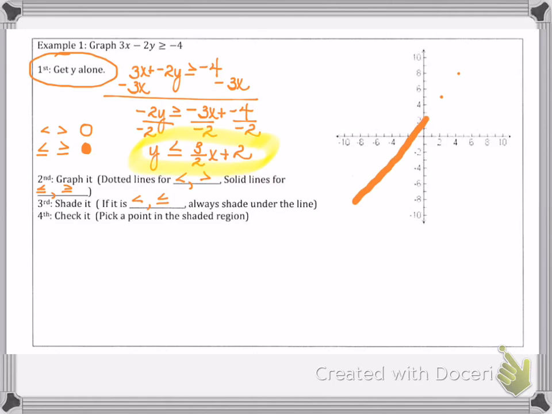Oh, that's a very thick line. Let me do that a little bit thinner. So we're going to connect those points with a line and making sure that we have arrows in both directions.